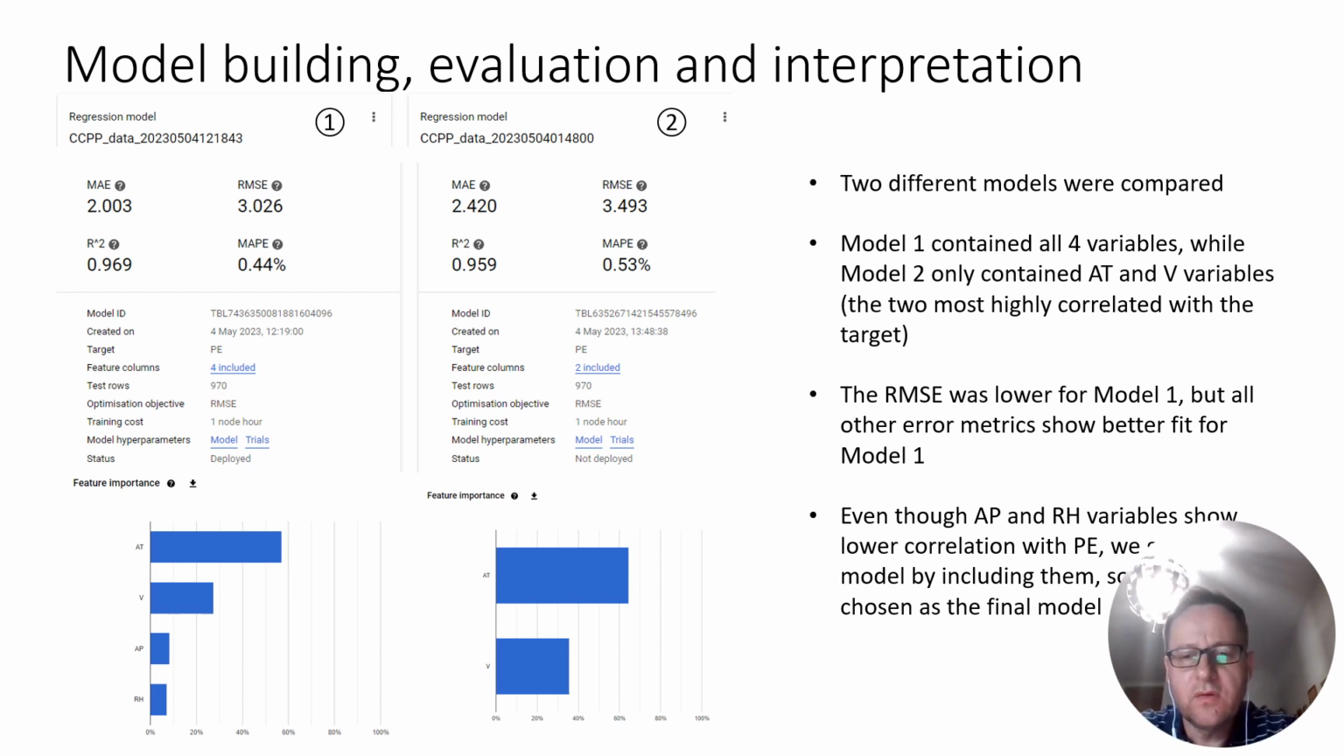So I ran 2 different models. Based on the correlation charts I showed earlier, I tried 2 versions. One included all 4 variables, and the other included only 2. Model 1 included all 4 variables, while model 2 only included the 2, I think AP and V variables, which were more highly correlated with the target variable.